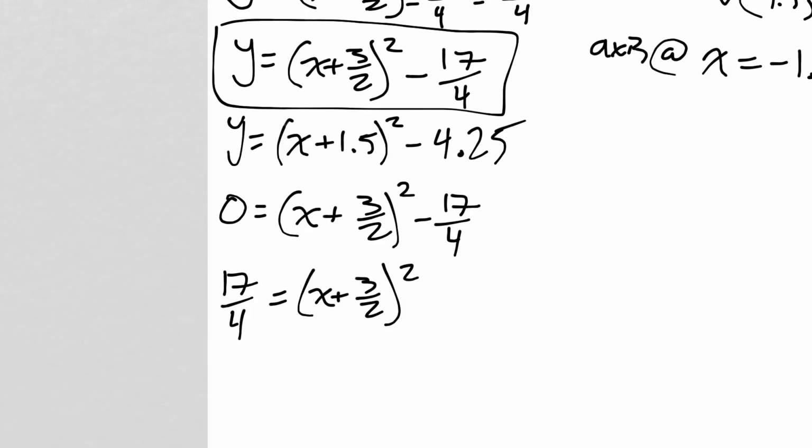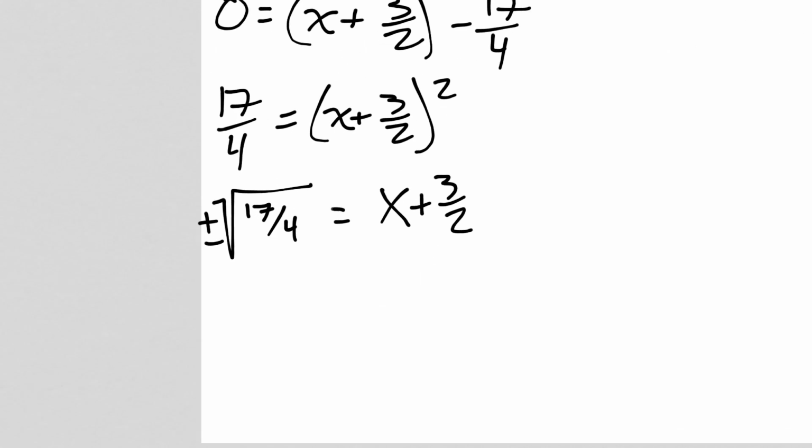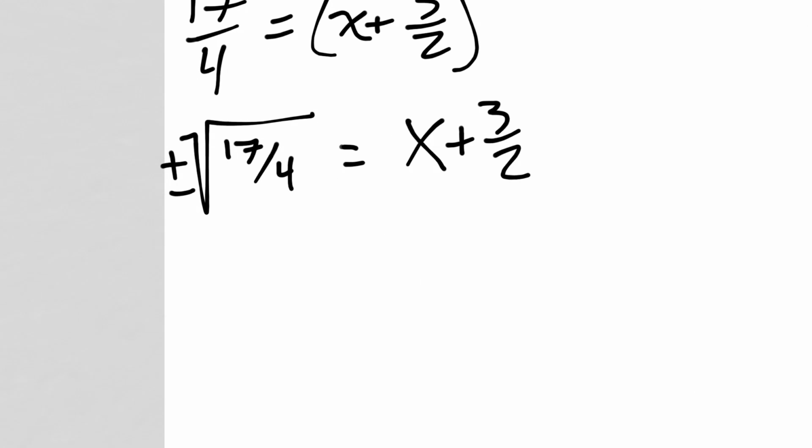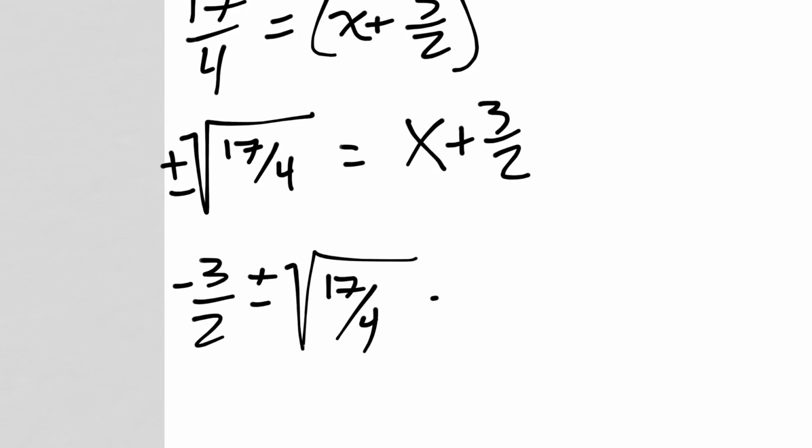Well, how do we get x? We need to square root that. So the square root of that fraction, 17/4, equals x plus 3 halves. What did we forget? Plus or minus. Have to have that plus or minus to get our two solutions. All right, where do we go from here? We're going to subtract 3 halves. So I'm going to write that as -3 halves plus or minus the square root of 17/4 equals x.